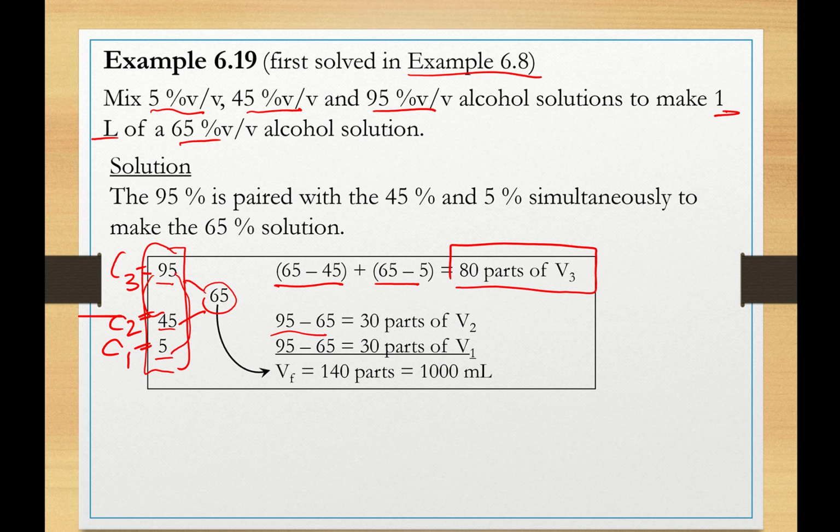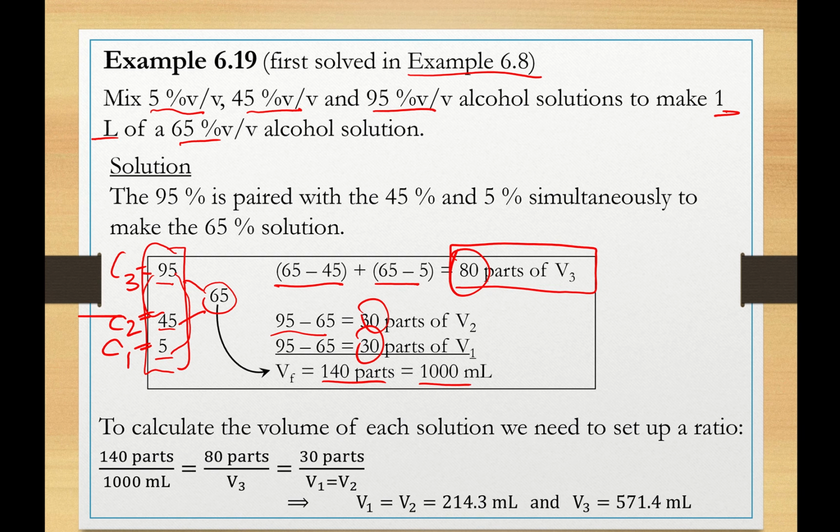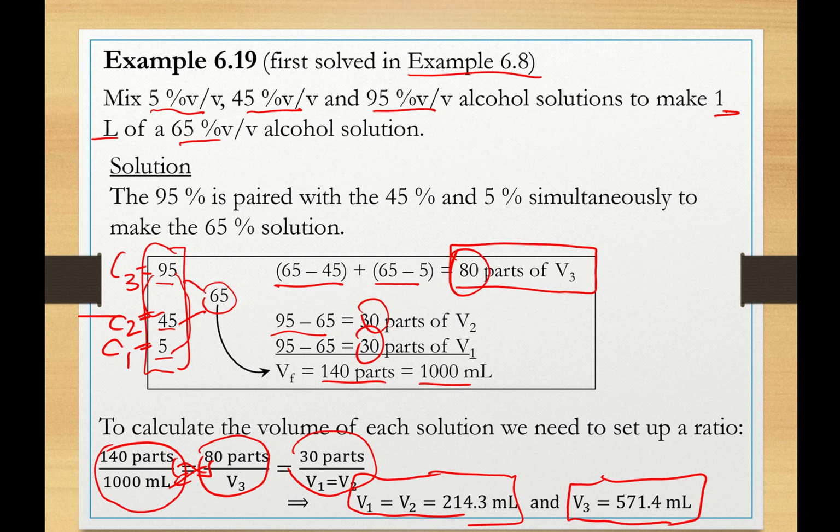Now the total parts is 80 plus 30 plus 30, which is 140 parts, and that would be 1000 ml. Now I'm ready to set up my ratio. So 140 parts is equal to 1000 ml. 80 parts is how much of V3, just cross multiply, and 30 parts is how much of V1 and V2. So I end up with these numbers here. My V1 is equal to V2, which is 214.3 ml, and V3 is 571.4 ml.